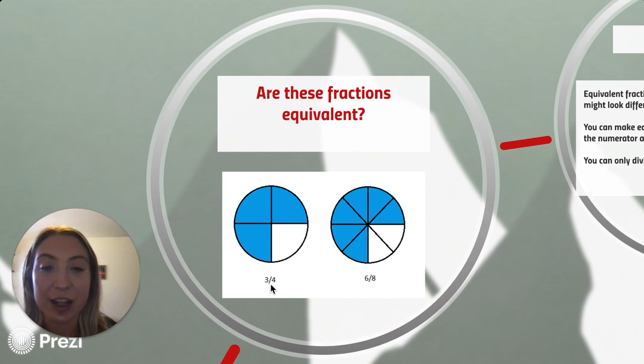So let's check the denominator. We're going to multiply the top by 2 and the bottom by 2. 4 times 2 is 8. And the numerator here is 8, so we know that they are equivalent because we can multiply the top and bottom by 2 to give us 6 and 8.